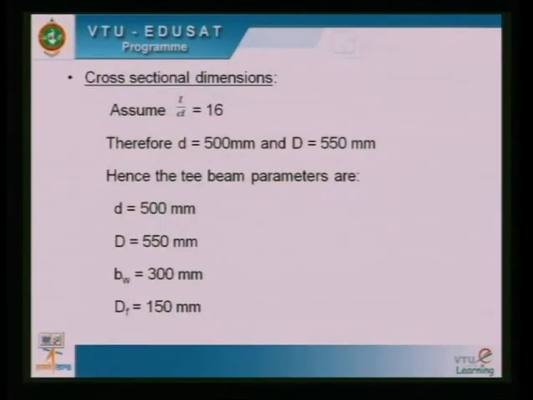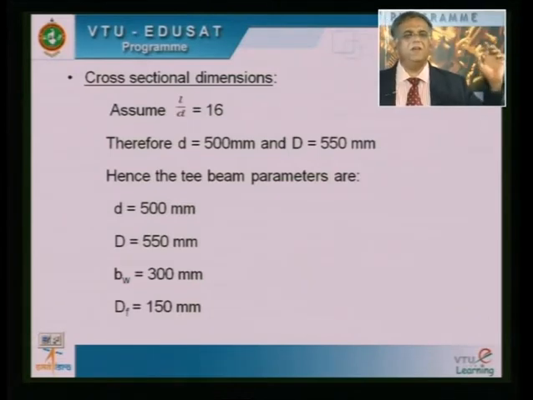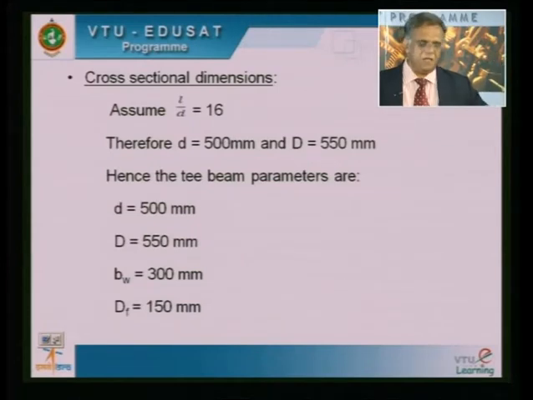I know the slab thickness as DF. I know the slab thickness as 150 mm, which hereafter is going to be called D suffix F, that is 150 mm. Note carefully that the slab acts as part of the beam. The flange of the beam is nothing but the slab.